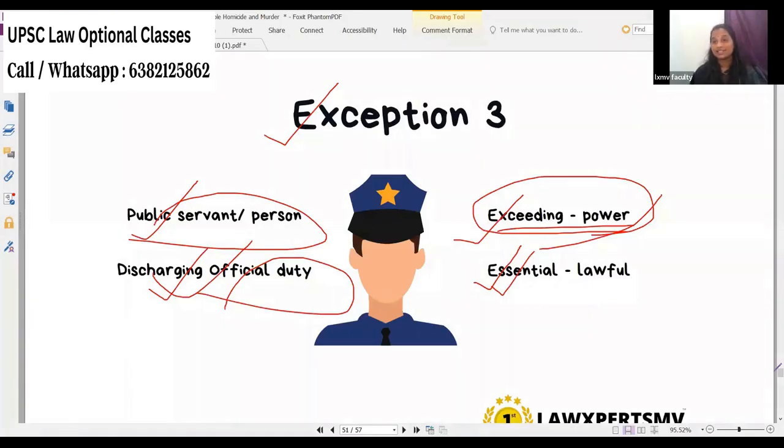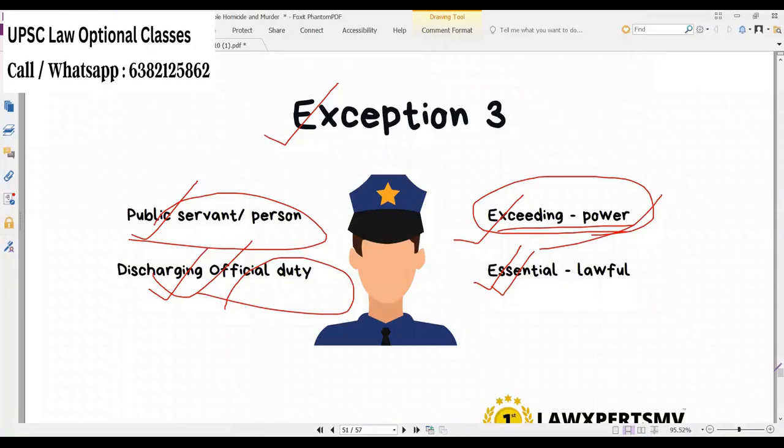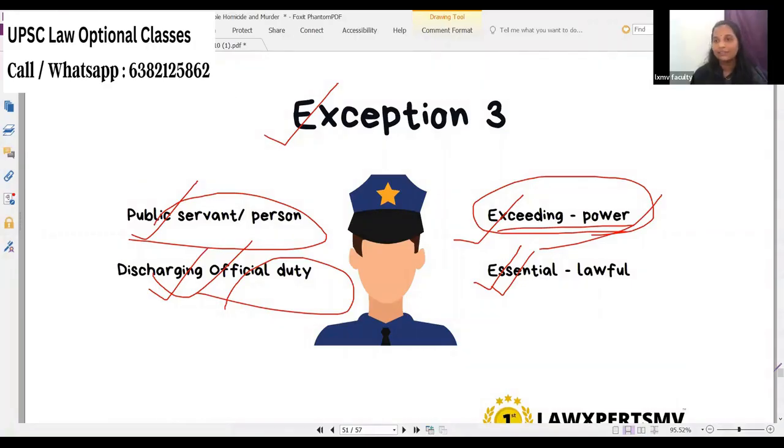No, it is not a justiciable excuse, ma'am, because lawfully you can do something squarely if it falls under a lawful thing. But if it is exceeding your power and you are doing it without knowing that it is exceeding, you won't be protected there.